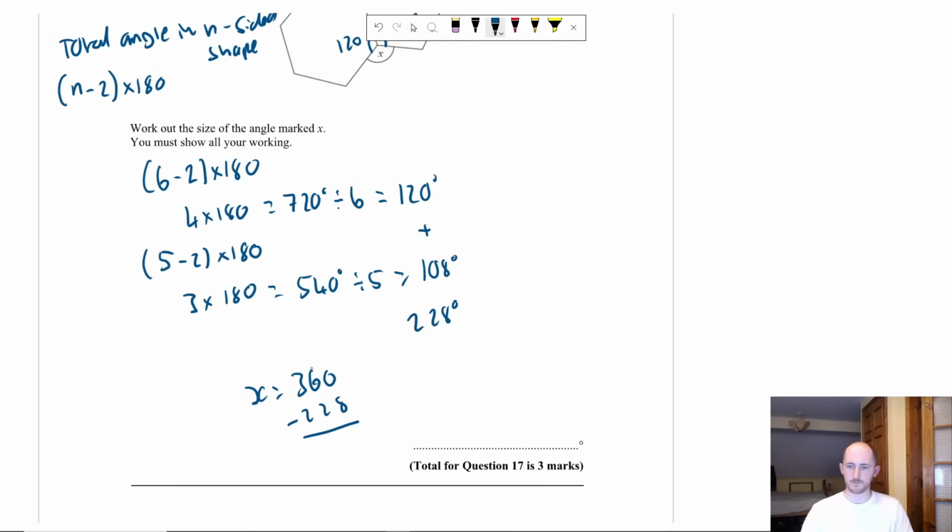Okay. That makes 5. So that makes 2, 3, 1. 132 degrees. Again, there are alternate methods of doing that, but this I truly wholeheartedly believe is the best way of doing it, okay?